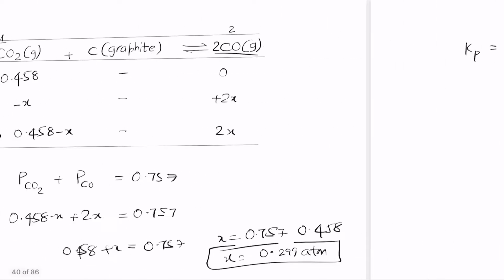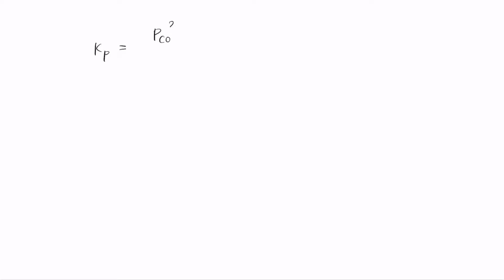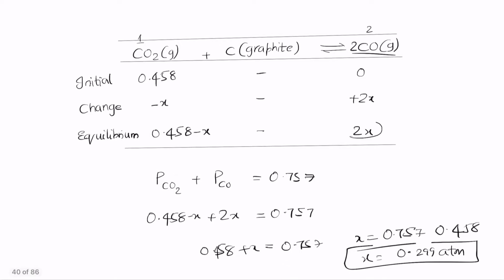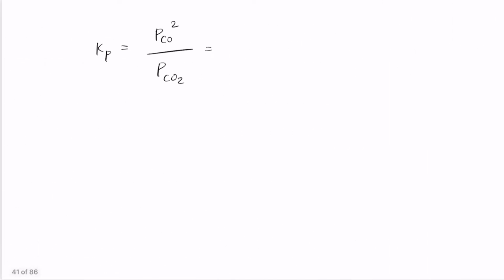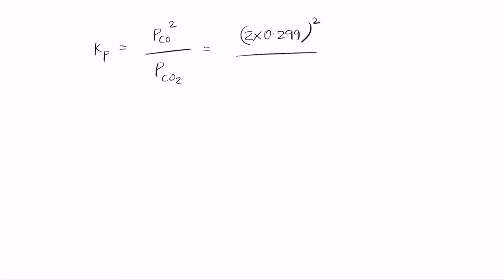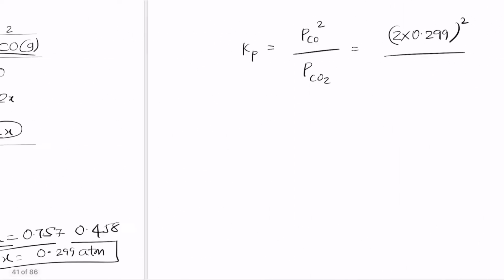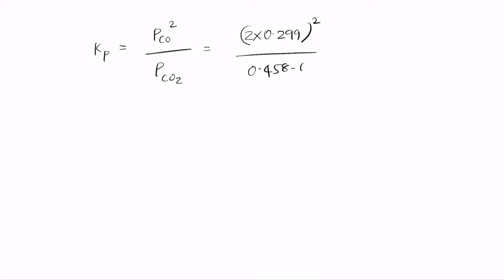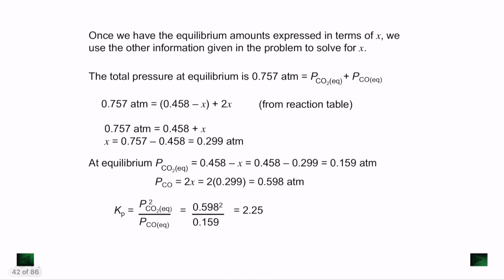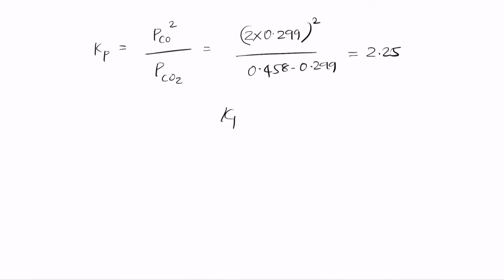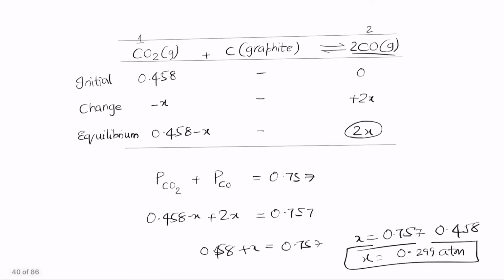Now, how do you find Kp? Kp is the products over the reactants, so here it's PCO squared over PCO2. We need PCO, which is 2x, so 2 times 0.299, squared, divided by PCO2, which is 0.458 minus 0.299. The final value gives you 2.25. So this is the value of Kp, which is 2.25. This is how you solve a problem involving these changes.